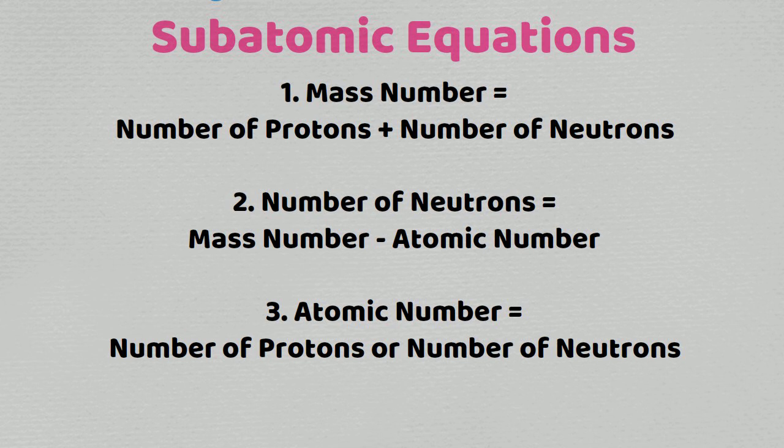If you're looking at the number of neutrons, you take the mass number minus the atomic number. So the mass number of carbon that we worked out before is 12, minus the atomic number, which is 6. So the number of neutrons that are in carbon is 6. If you look at the atomic number, it equals the number of protons, or the number of neutrons in an atom. And as we've talked about before, the number of protons in carbon is 6, which also means the number of neutrons in carbon is 6.